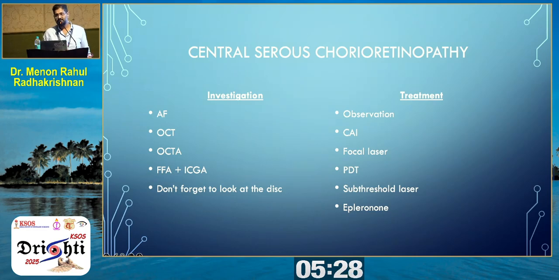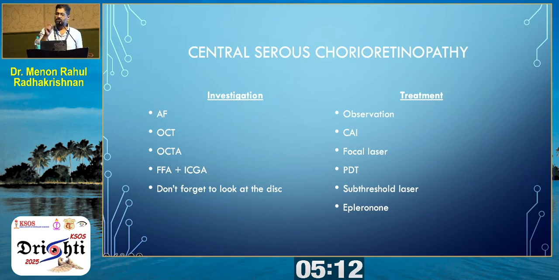Now, what are the investigations that you want to do? You would like to get an autofluorescence. OCT is a must, especially in chronic CSRs. OCT is very important to diagnose CNVMs. You can get an FFA, ICG to look for the leak.